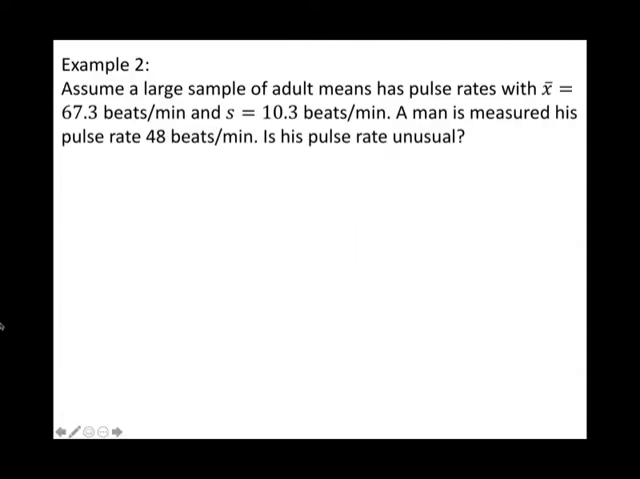Let's try this example. Assume a large sample of adult men has pulse rates with sample mean 67.3 beats per minute and sample standard deviation equal to 10.3 beats per minute. A man's pulse rate is measured at 48 beats per minute. Is his pulse rate unusual? So we have the sample mean, we have the standard deviation here, and also the value of x is equal to 48 beats per minute. So let's use the z-score to find out if the pulse rate is usual or unusual.